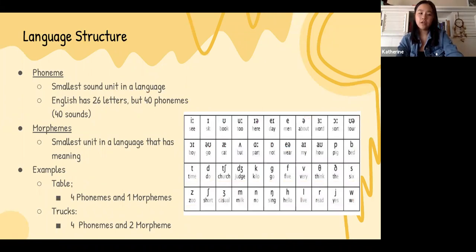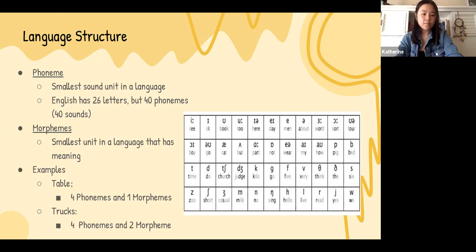So first of all, we have phonemes. This is the smallest sound unit in a language. So anything that makes a sound is going to be a phoneme. The English language has 26 letters, but we have 40 phonemes. So we have 40 sounds, and you can see that on the side of the table. You can see all the different types of phonemes.